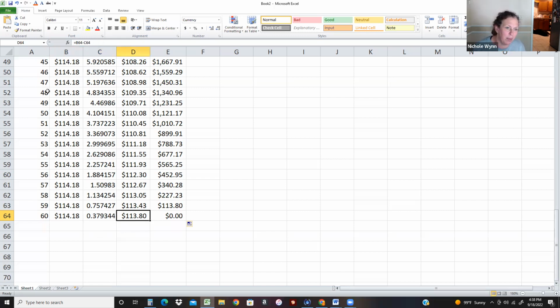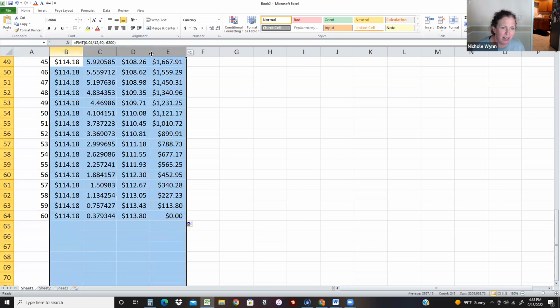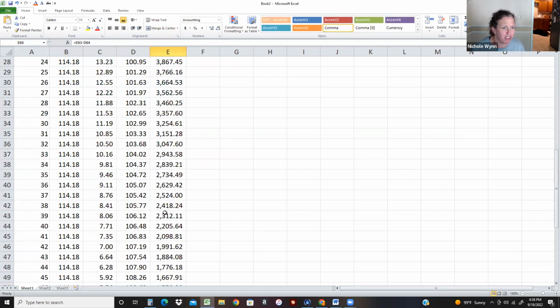This table's kind of bothering me because three of the columns have dollar signs and the other ones don't, and I want this to be prettier. So if you just highlight all the columns and hit the comma button, then it's much cleaner. It looks much nicer.